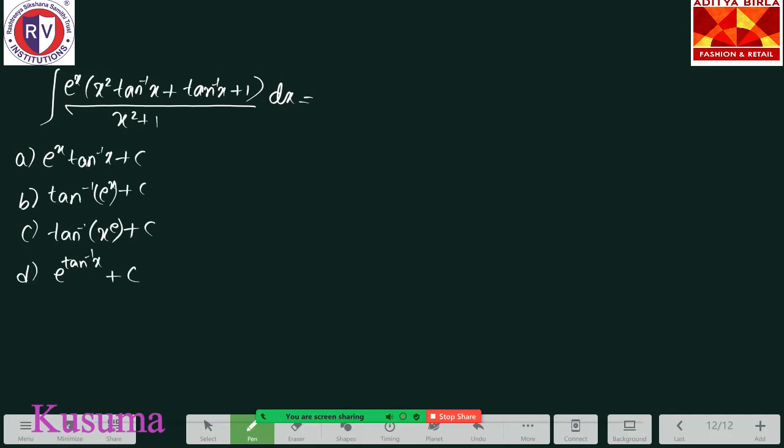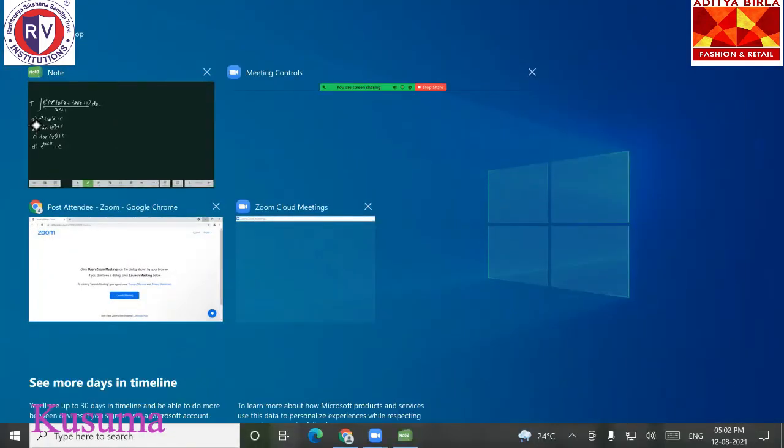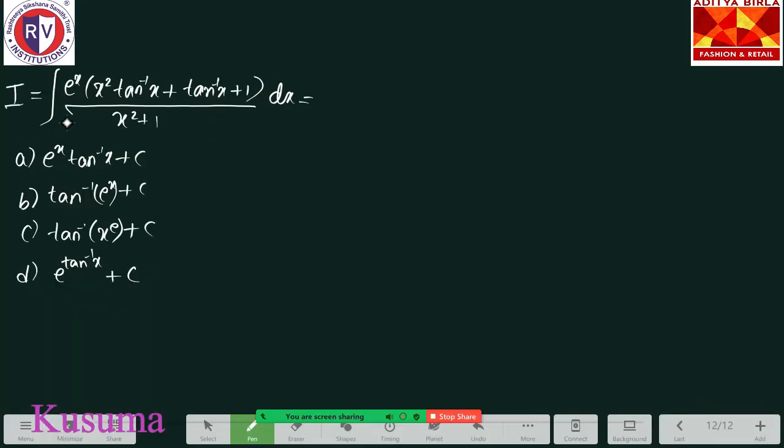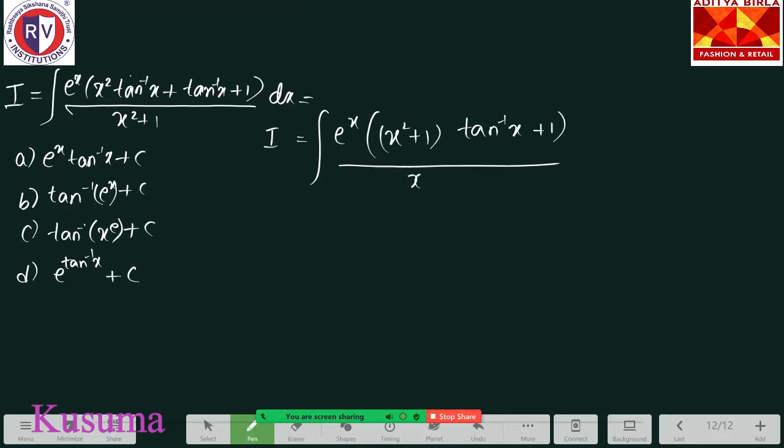Okay. So our I is this. This is our I. Let us simplify the given integrand. In these two terms, tan inverse x can be taken common. Let us take tan inverse x as a common term there. So we will get x square plus 1 into tan inverse x plus 1 divided by x square plus 1 into dx.